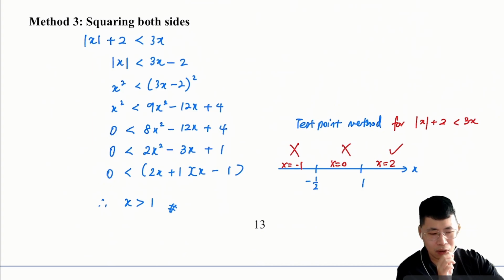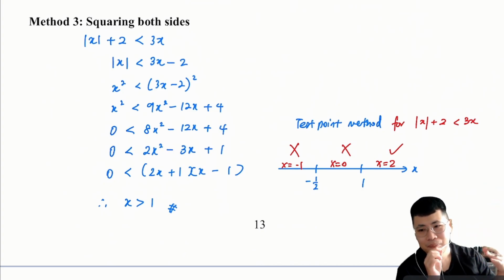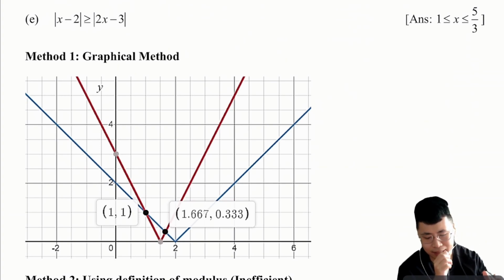Now, whereas for method 2 and method 3, we don't really recommend them because it is slightly more time consuming, right? However, if the question requires us to use a non-graphical method to do this, then for the first two examples, A and B, I will recommend the definition. For these two, I would definitely recommend squaring both sides, but you have to test each point.